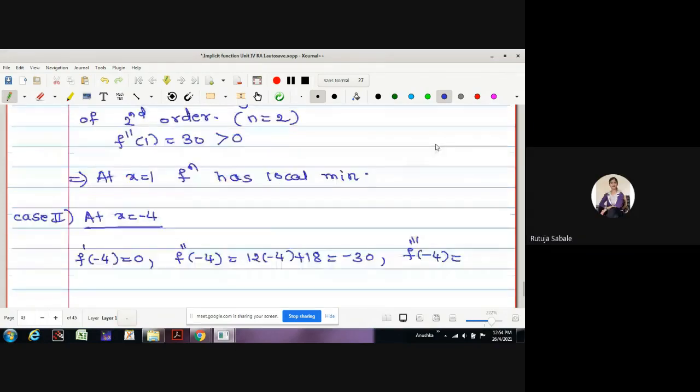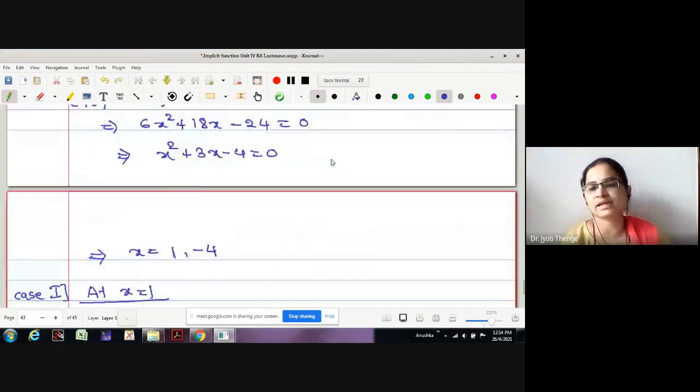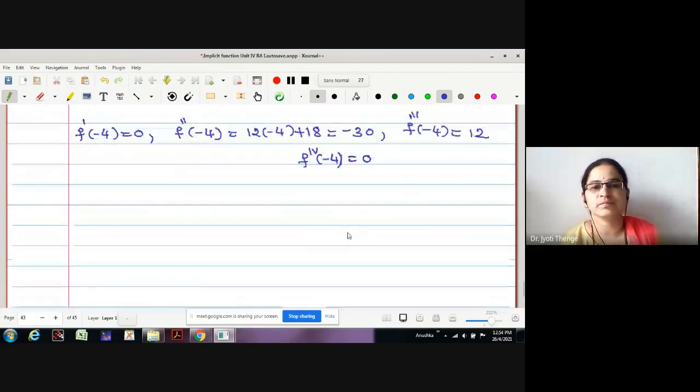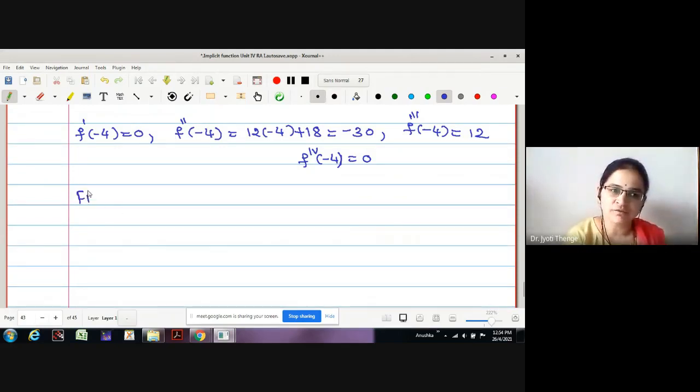What is f triple dash at the point minus 4? I forgot, 12 it is. This is 12. And what for the fourth order derivative at minus 4? This is 0. Right? Again, what is the first non-vanishing derivative? First derivative 0, second derivative non-zero. Again, I can write the first non-vanishing derivative is of second order.